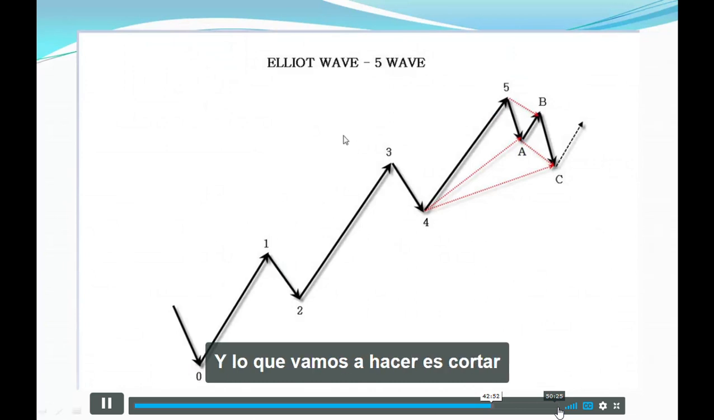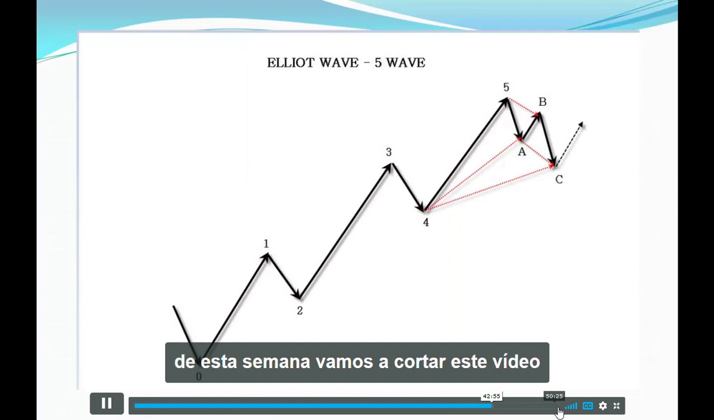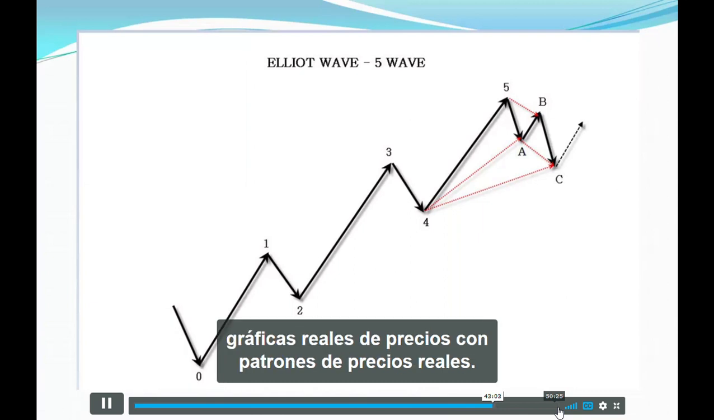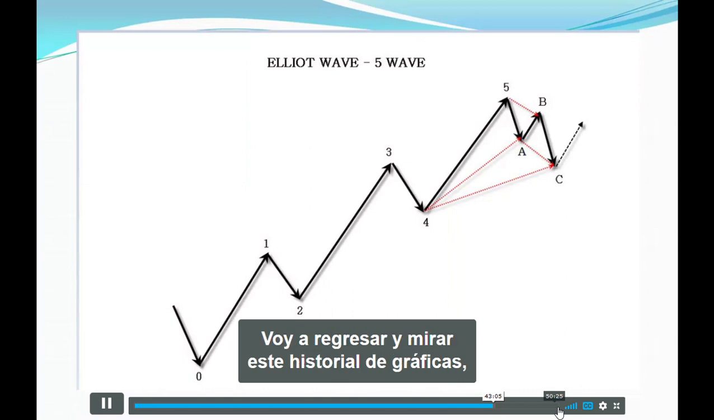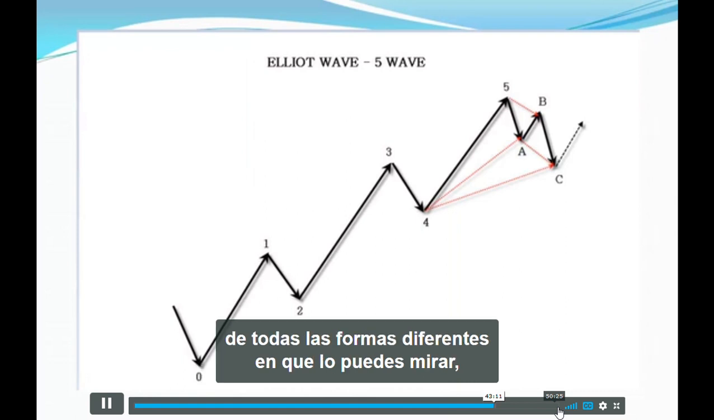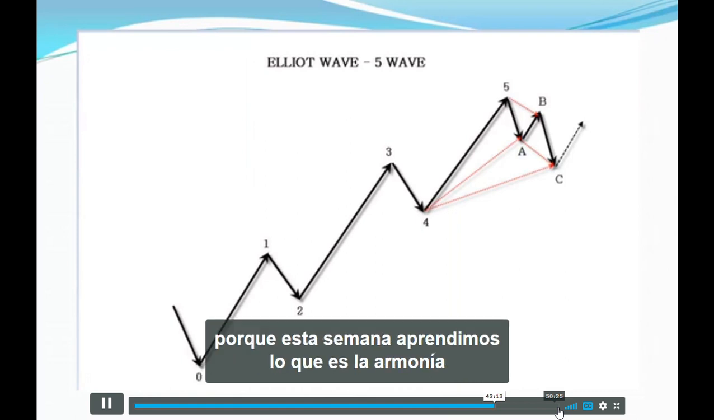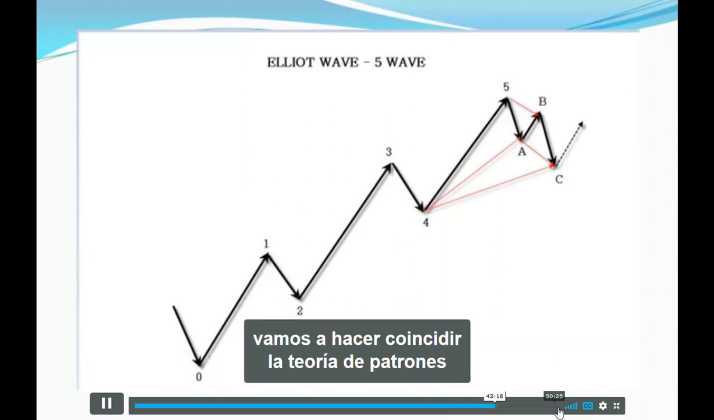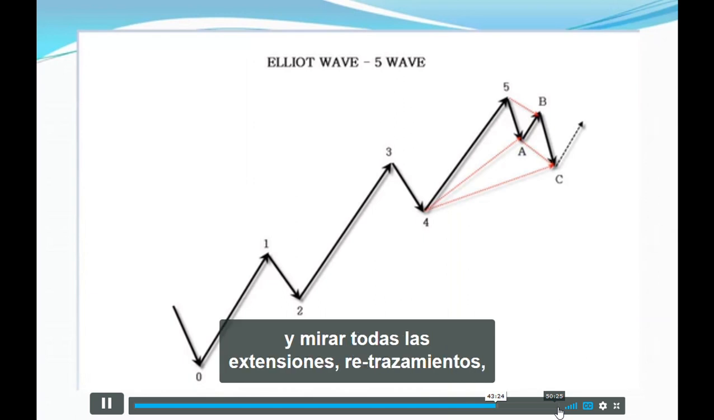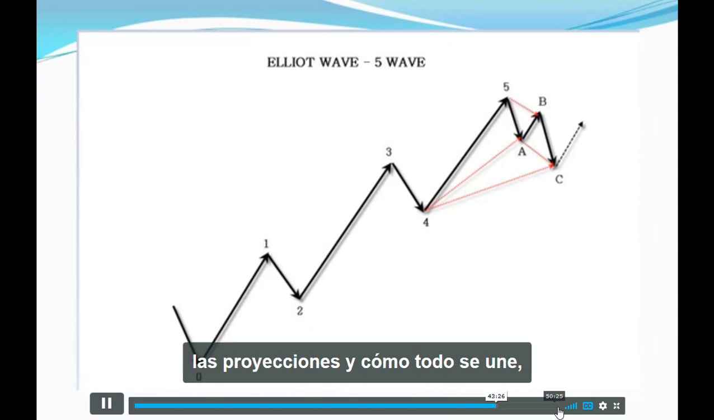And what we're going to do is cut from this week. We're going to cut this video off, and next week we're going to look at doing actual price charts with actual price patterns. So I'm going to go back and look at history of charts and pick out a whole bunch of patterns, all the different ways you could look at it. And then next week, because we learned this week what the harmonics are, what the patterns look like, we're going to match up the pattern theory with the actual patterns and look at all the extensions, the retracements, the projections, and how everything came together. And we'll start looking at it that way.